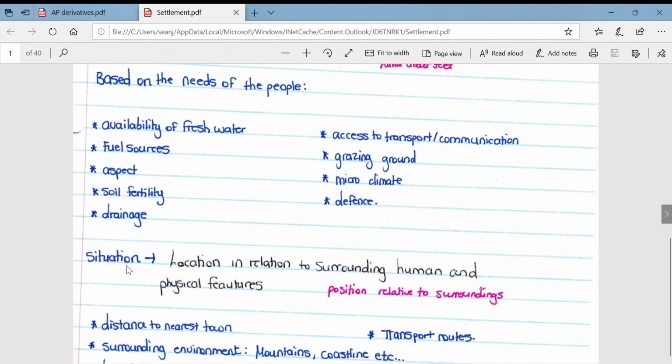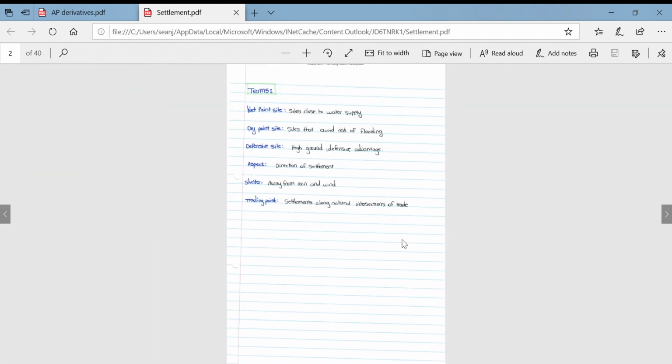Then when we're looking at situation, situation refers to the location in relation to surrounding human and physical features. It is the settlement's position relative to its surroundings. Some examples include distance to the nearest town, the surrounding environment, is it in a mountainous region, close to a coastline, as well as its availability and accessibility to surrounding transport routes.